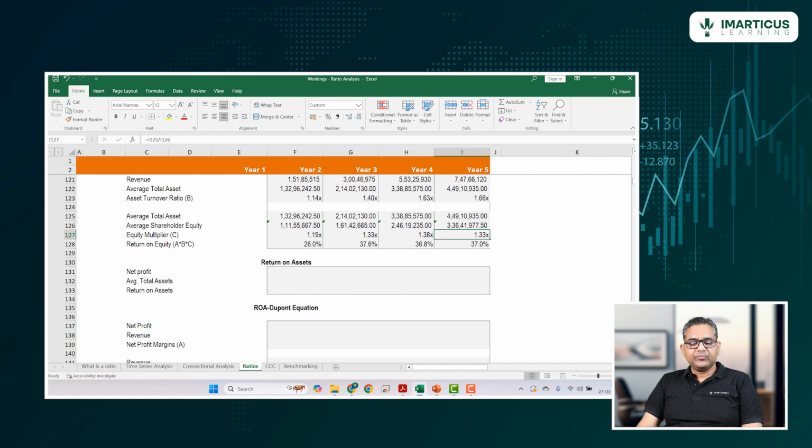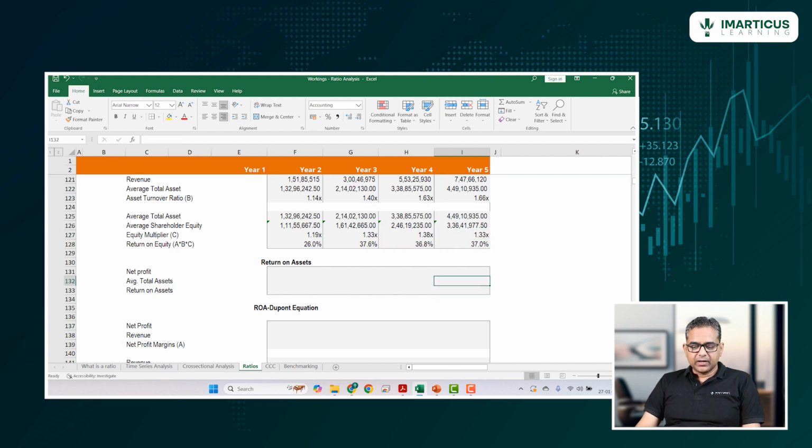So it's a good sign that overall ROE is going up, majorly contributed by increase in asset turnover ratio and a little bit contributed by increase in equity multiplier, which is not concerning as of now. So overall, the company is doing better as it is moving forward.